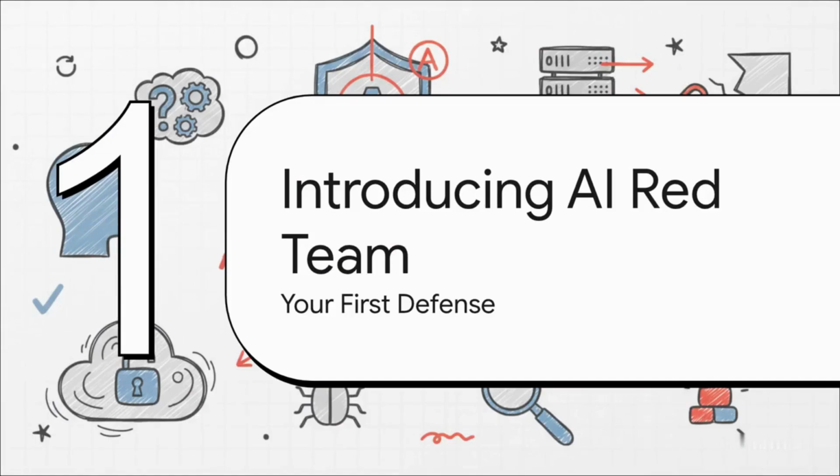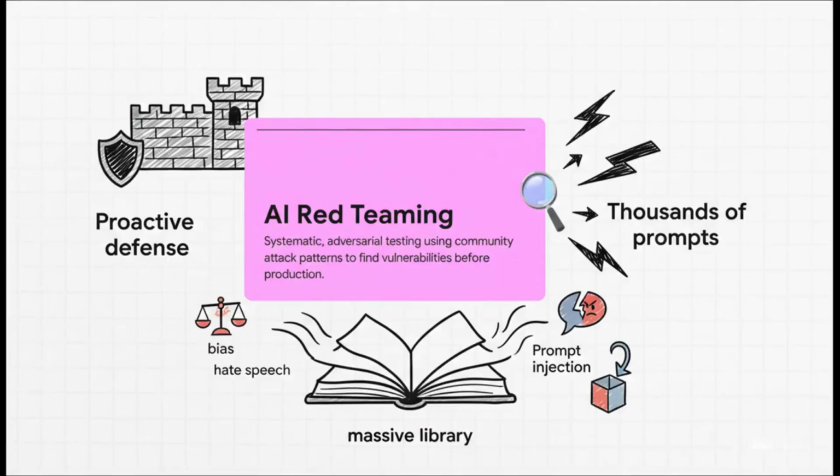Okay, so if we're up against these new, unpredictable kinds of threats, we obviously need a new kind of defense. And that brings us to Section 2, introducing AI red teaming. This is your first line of defense. So what is it exactly? Well, AI red teaming is basically a systematic adversarial attack on your own system.